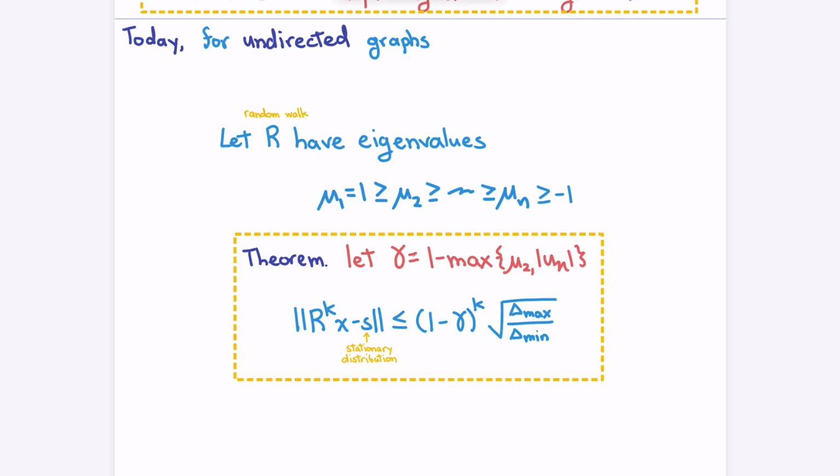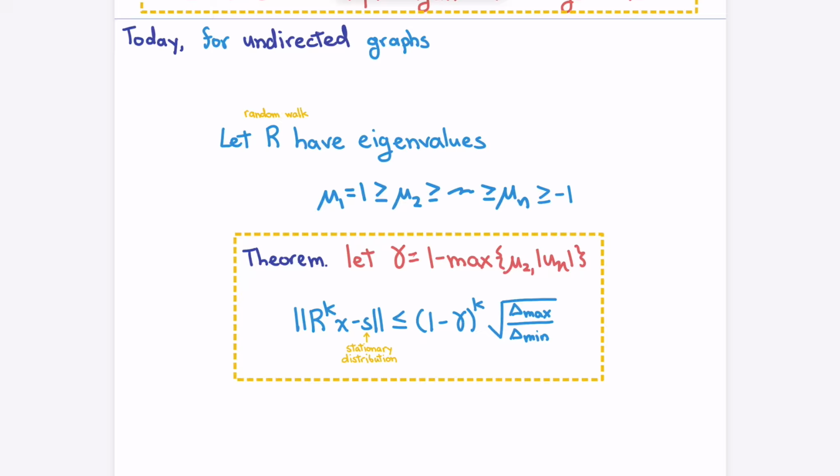Okay, so let's look at gamma, which will be 1 minus the maximum of mu 2 or the absolute value of mu n. Absolute value means it could be close to 1, because mu n could be close to -1. But let's say there's some gap there. Now, what's this theorem saying?